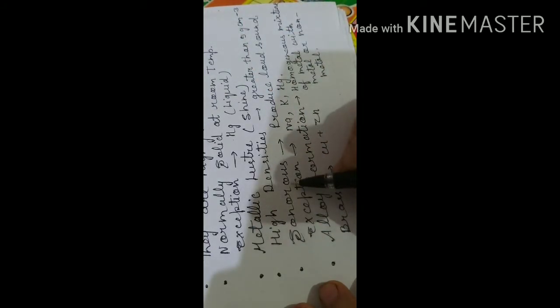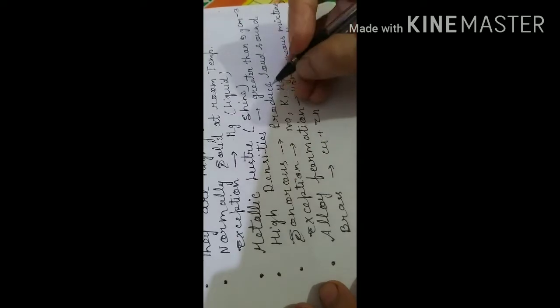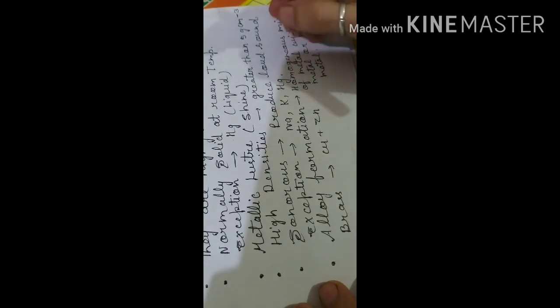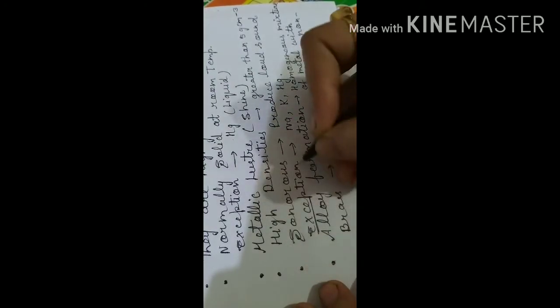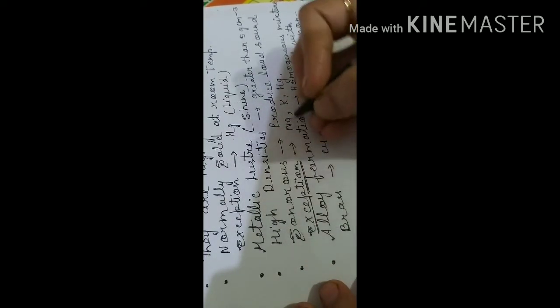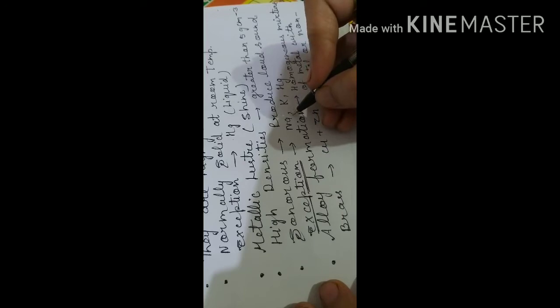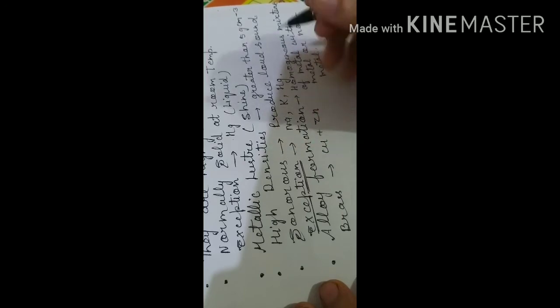Sonority means most metals are sonorous in nature, meaning they produce a loud sound when beaten with a hammer. But again an exception comes in front of you: because those are soft metals, they cannot produce a loud sound. So sodium, potassium and mercury are non-sonorous metals.